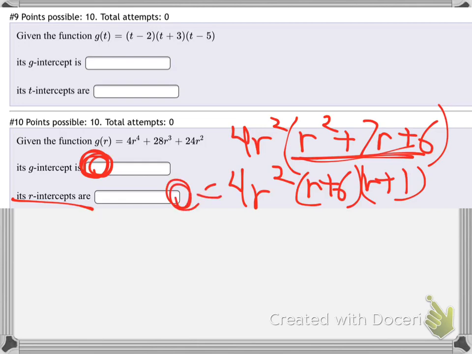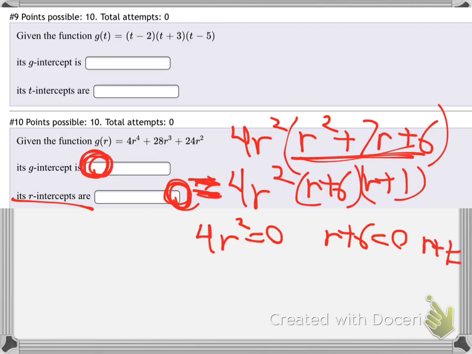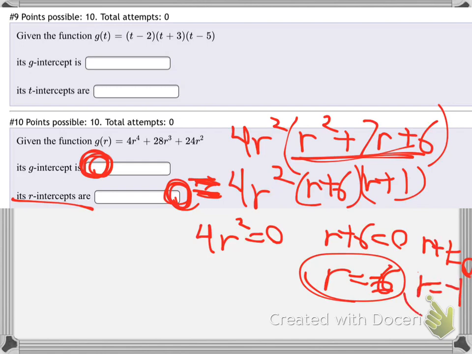If we're setting this equal to 0, now we could probably solve that out. And so I'll take it in pieces. Either 4R squared is 0, or R plus 6 is 0, or R plus 1 is 0, like we do. Now if R plus 6 is 0, negative 6 plus 6 is 0, so negative 6 is the R. And same thing here, R must be negative 1 because of the same idea. But 4R squared being 0 may not be as obvious to you.